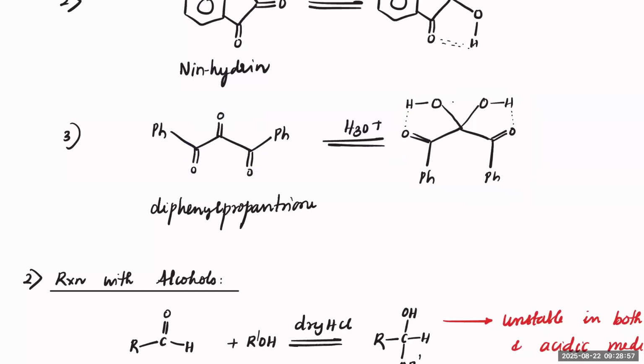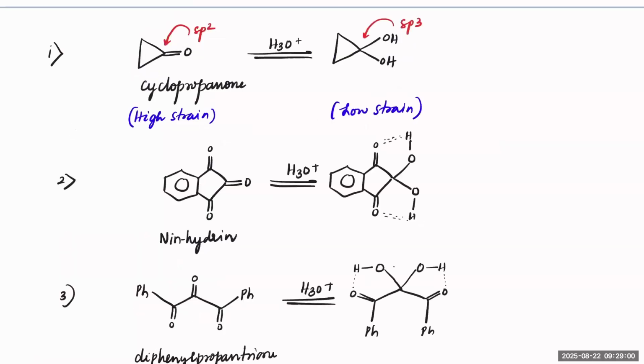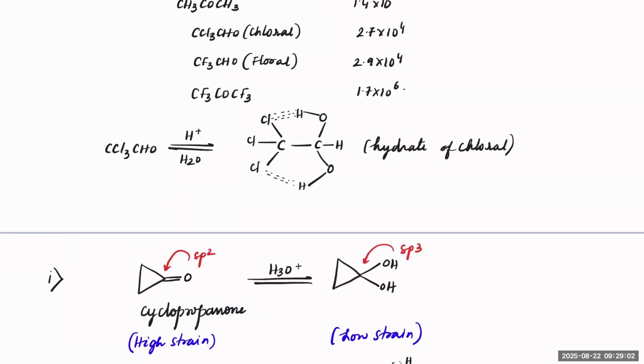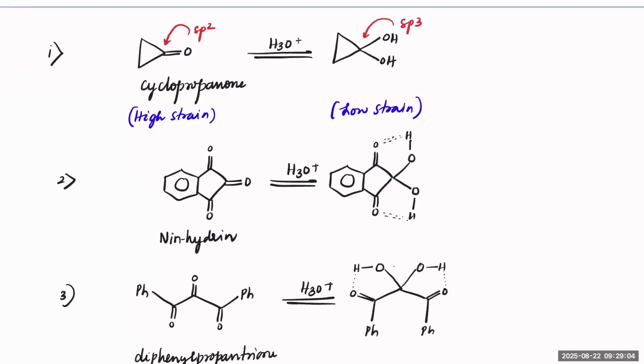So these are three important examples, other than the given ones, wherein you will see the diol formation is more stable. Okay.